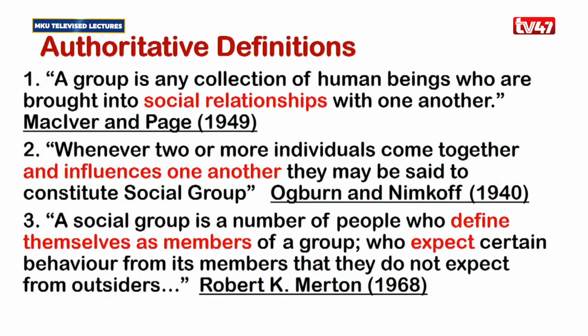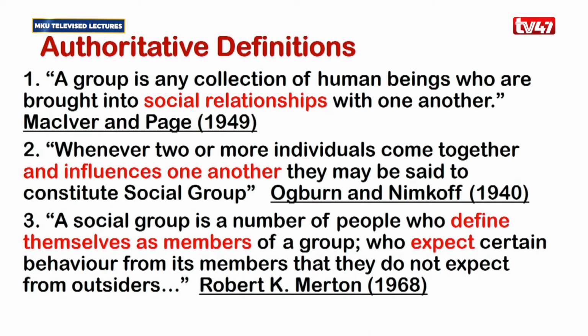Ogburn and Nimkoff define a group in the sense that whenever two or more individuals come together and influence one another, they may be said to constitute a social group. So the key phrase for Ogburn and Nimkoff is influencing one another. To them, a gathering in any particular place where individuals are not influencing and affecting one another does not constitute a social group.